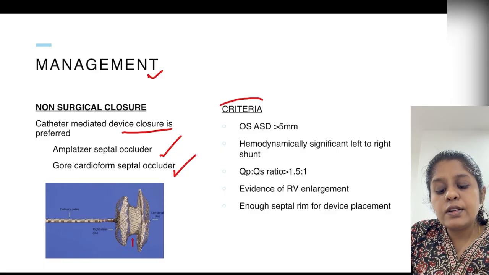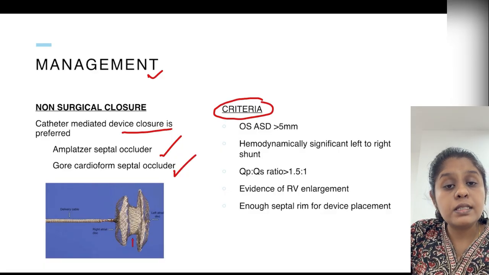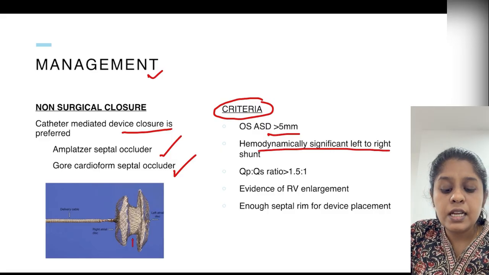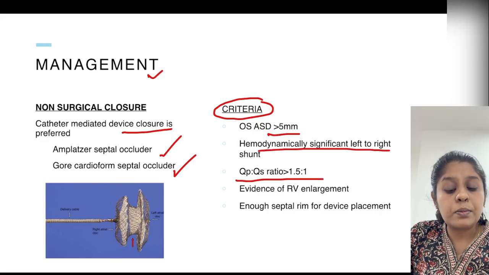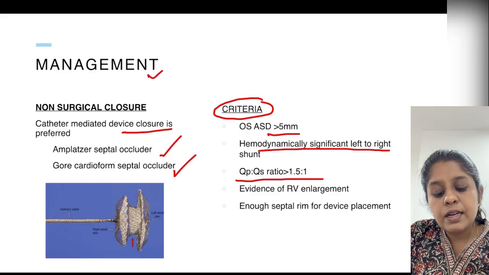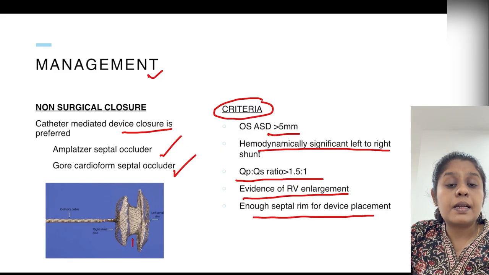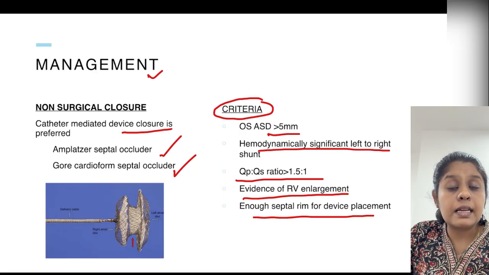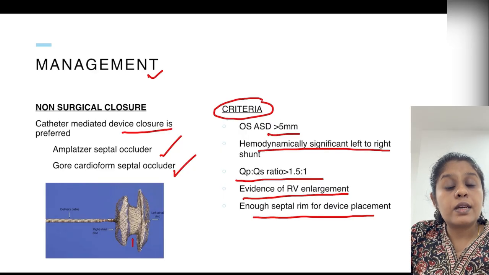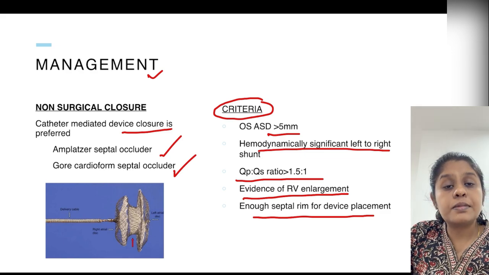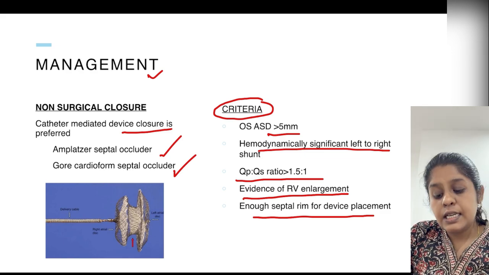The criteria for device closure include an ostium secundum ASD more than 5 mm, hemodynamically significant left to right shunt, Qp:Qs ratio of more than 1.5:1, evidence of RV enlargement, and enough septal rim for device placement. So if all these criteria are fulfilled, then you can use either an Amplatzer septal occluder or a Gore Cardioform septal occluder to close the ASD.